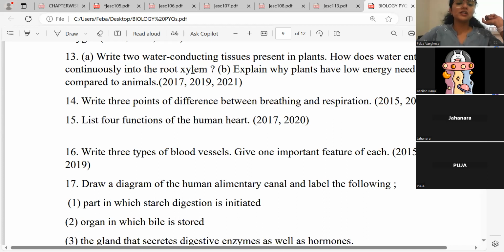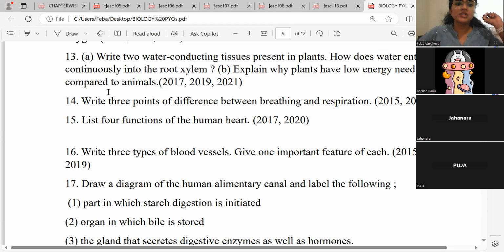How does the water enter continuously into the root xylem? Explain why plants have low energy needs as compared to animals. Three questions. Quickly. Write two water conducting tissues. Yes, the root and the xylem. The root helps in absorption and conduction to the base of the stem, and then the xylem helps in conducting it upward. How does water enter continuously into the root xylem? Root pressure and transpiration. Okay, both the things.